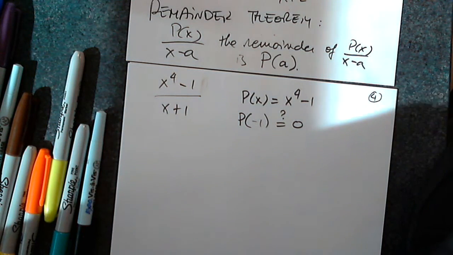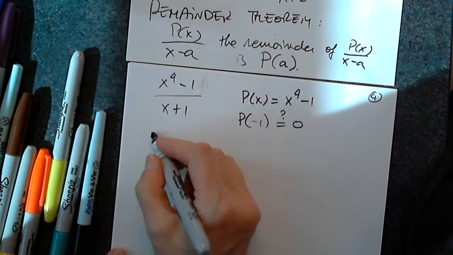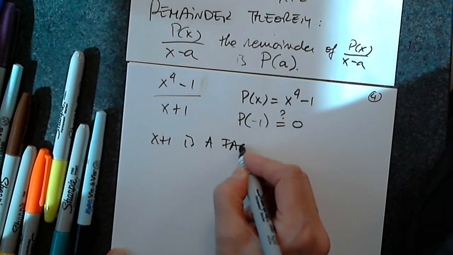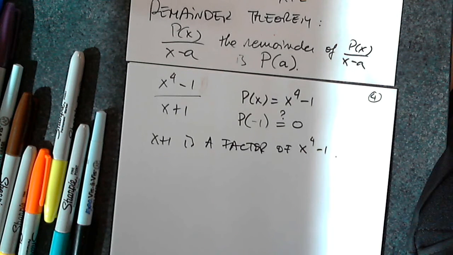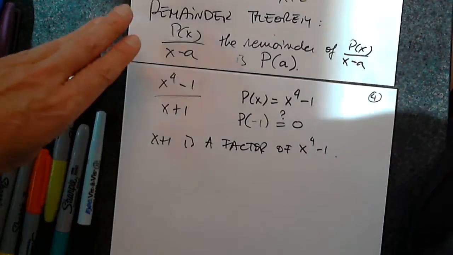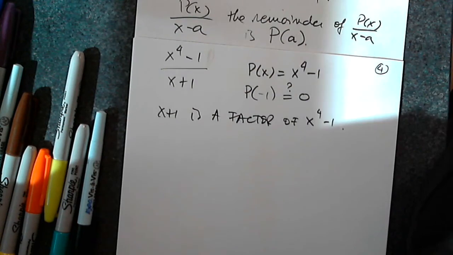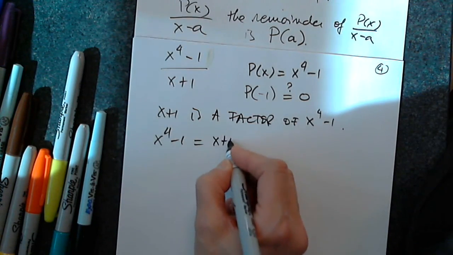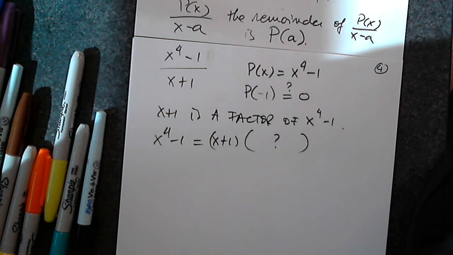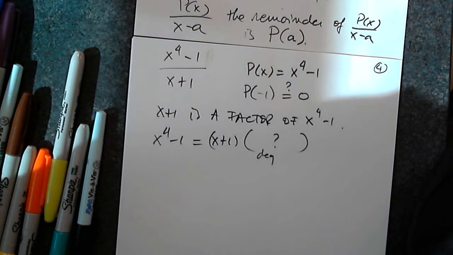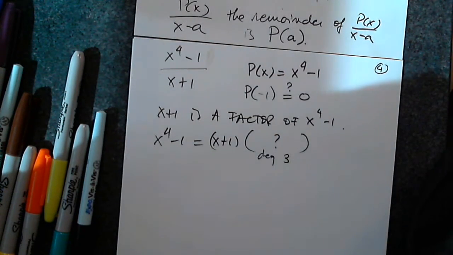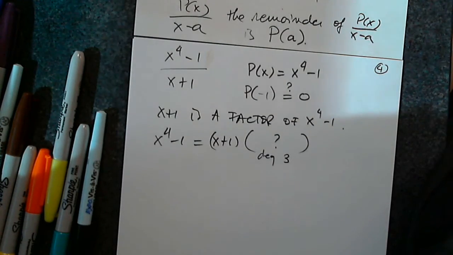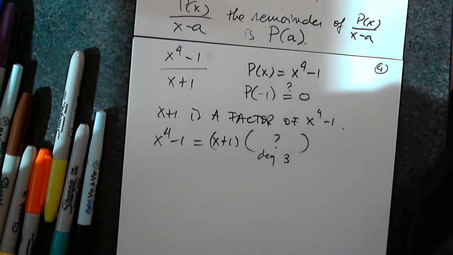Is p of -1 0? Yes, it is. So I will say x plus 1 is a factor of x to the fourth minus 1 by the remainder theorem. Knowing that, I could also say that x to the fourth minus 1 will have x plus 1 as one factor and some other factor of what degree? I'm not asked to determine it, I'm not going to determine it. But what would the degree be here? Exactly. Which can be further factorable, but I don't care. I was just trying to illustrate the remainder theorem.